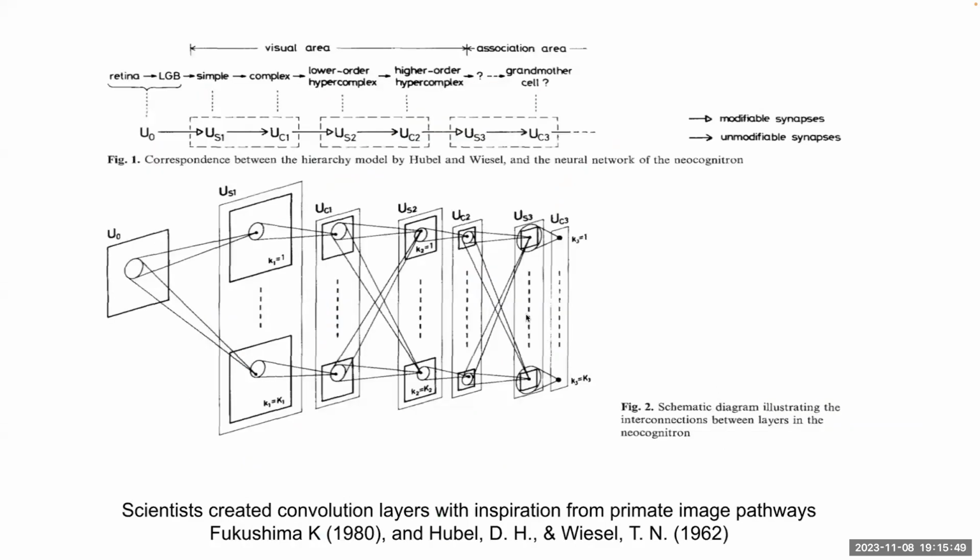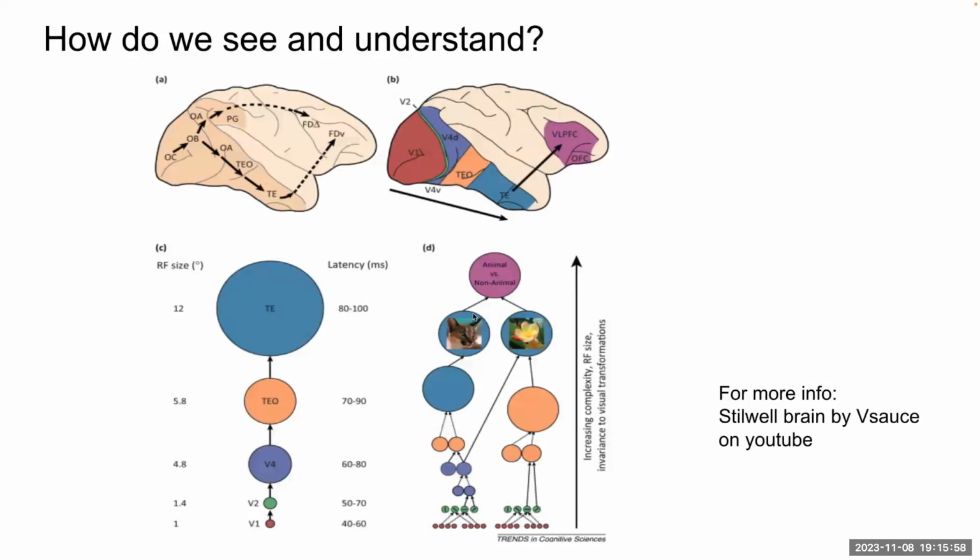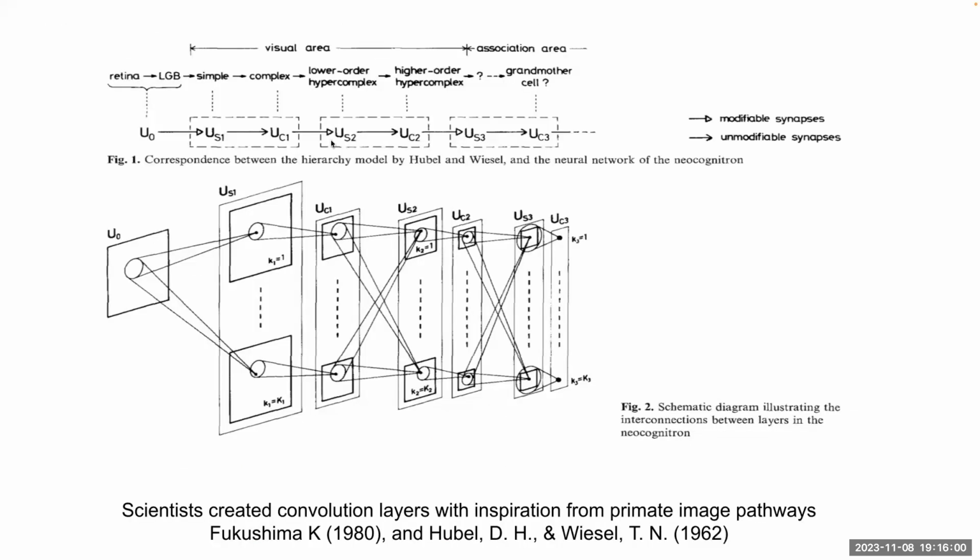So this is the first paper actually, in 1980, that tries to create a mathematical version of this biological pathway. So they were the first to actually create these convolutional layers.